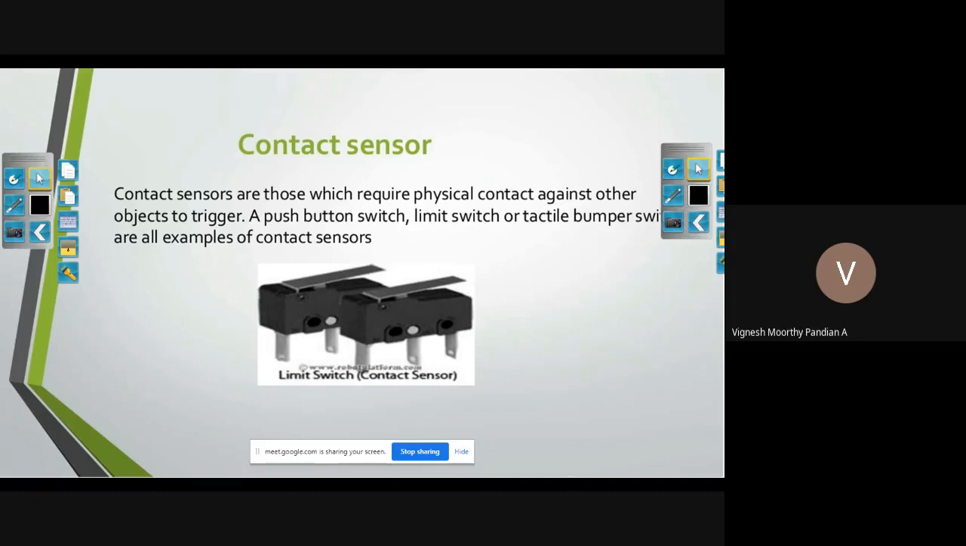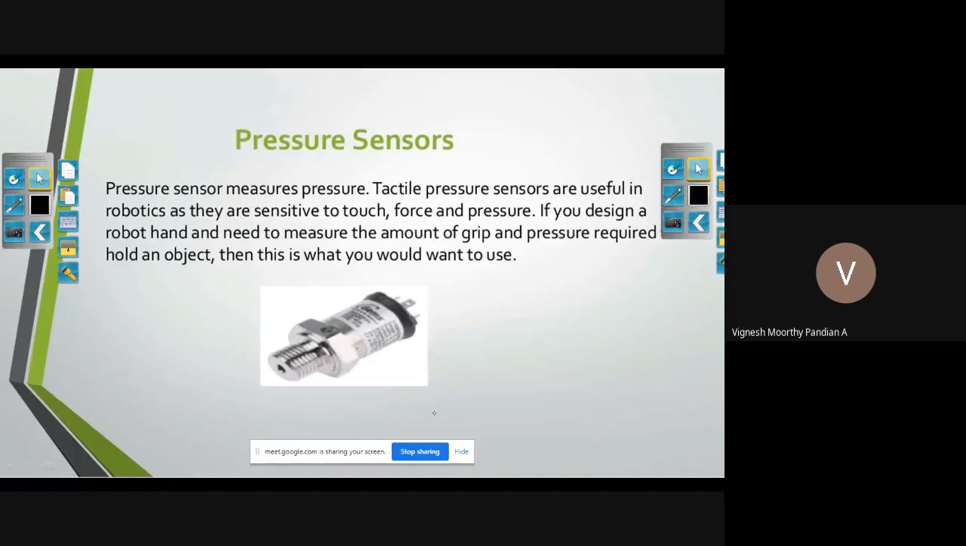These contact sensors are used to find if there is any physical touch between two objects, or if there is no touch, there is no contact. So this is used to find if there is any physical touch between two objects. This is known as contact sensor.